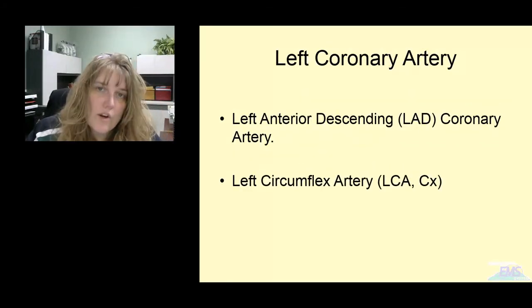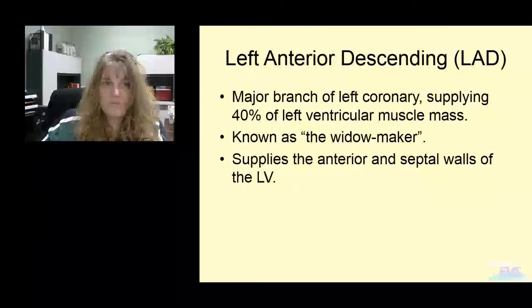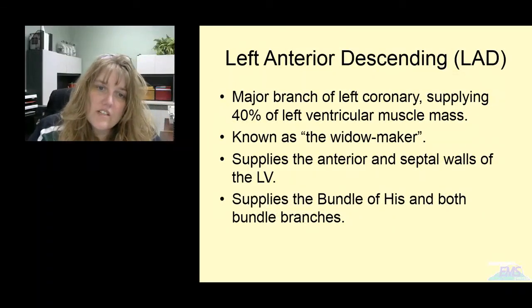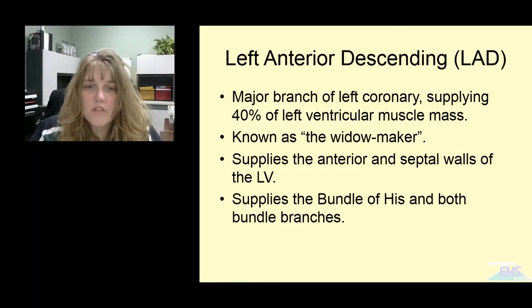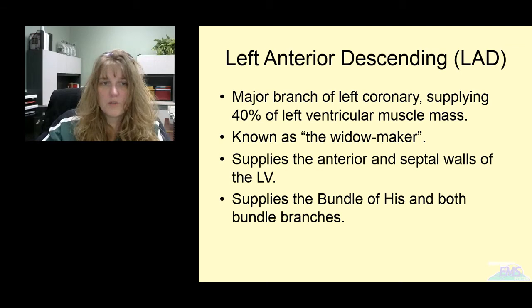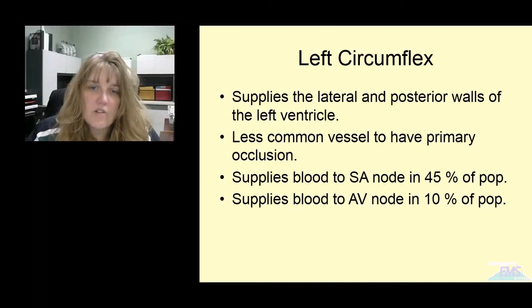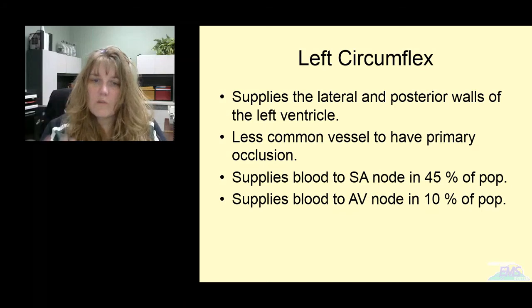Then you have the left coronary artery, and as I mentioned, it does bifurcate rather quickly into a circumflex artery and an anterior descending artery. That left anterior descending is the primary branch that supplies 40% to the left ventricle, and it's known as the widowmaker because it's right there at the septum. It's feeding the blood supply to the anterior and septal walls of the left ventricle, and it supplies the bundle of His and both the bundle branches with the blood it needs in order to allow the electricity to conduct and pass through.